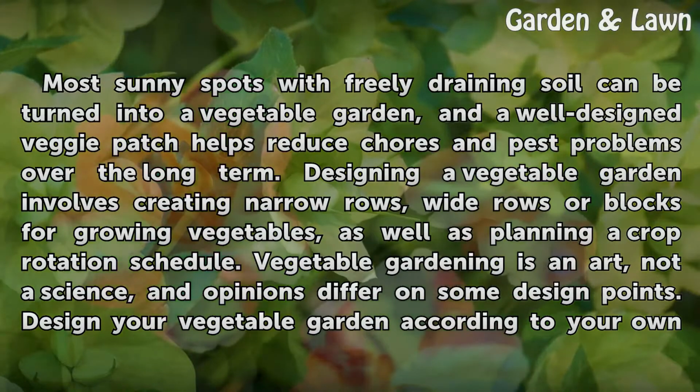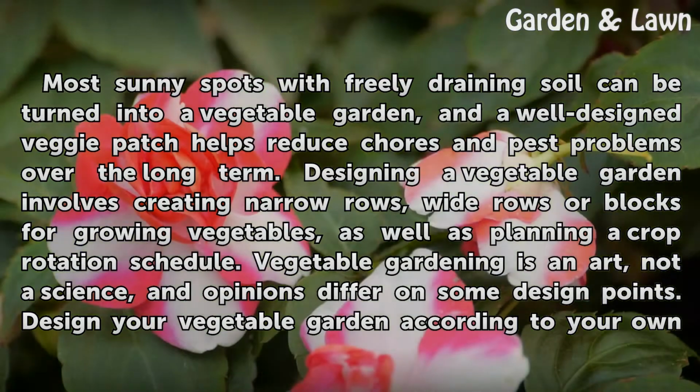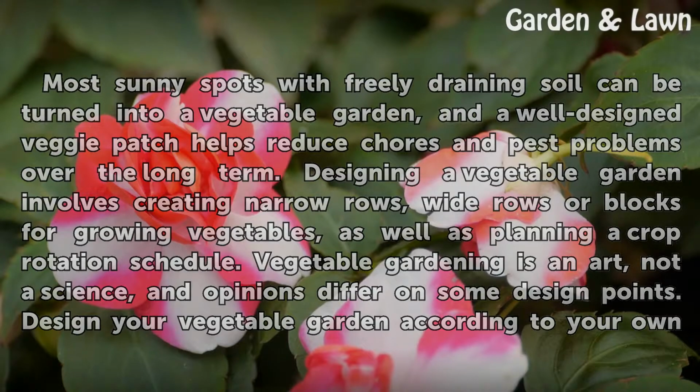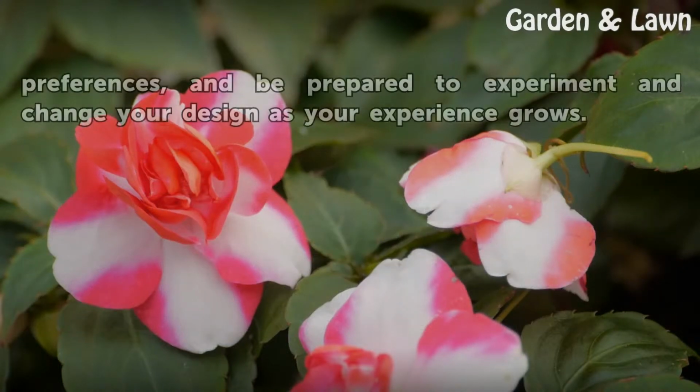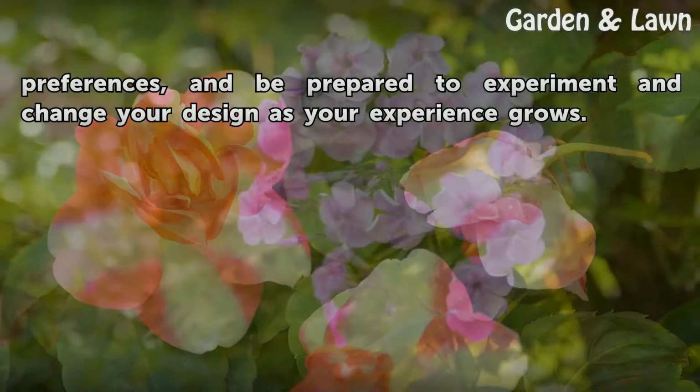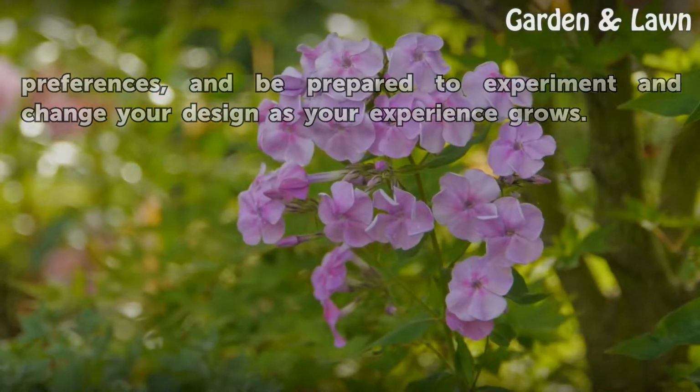Designing a vegetable garden involves creating narrow rows, wide rows or blocks for growing vegetables, as well as planning a crop rotation schedule. Vegetable gardening is an art, not a science, and opinions differ on some design points. Design your vegetable garden according to your own preferences, and be prepared to experiment and change your design as your experience grows.